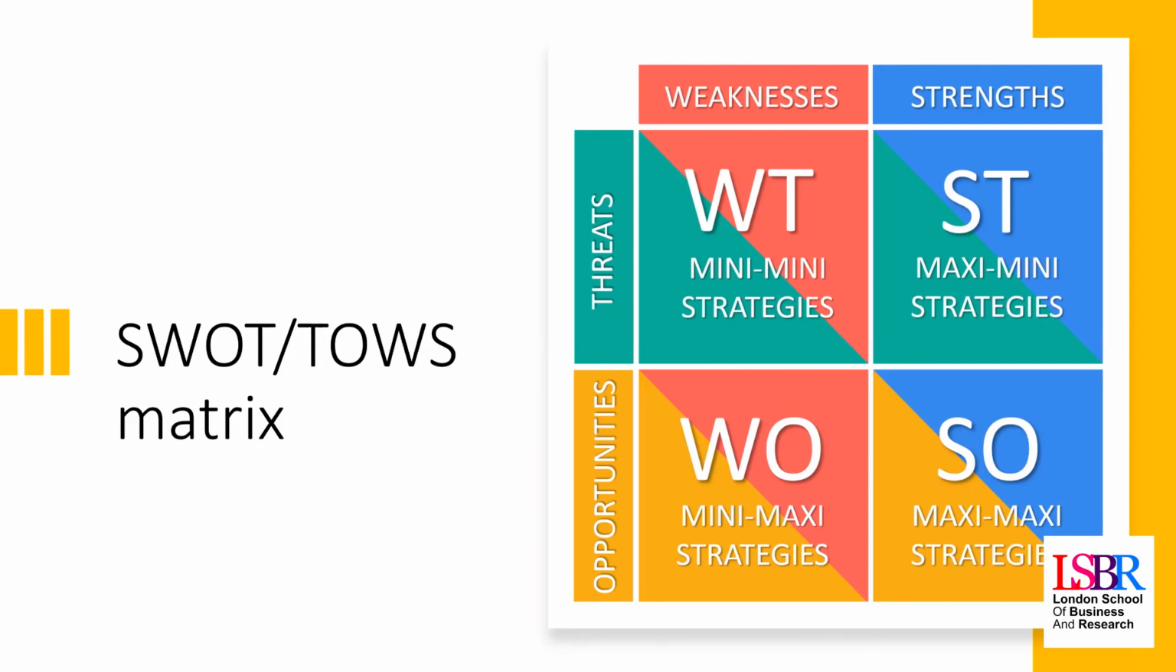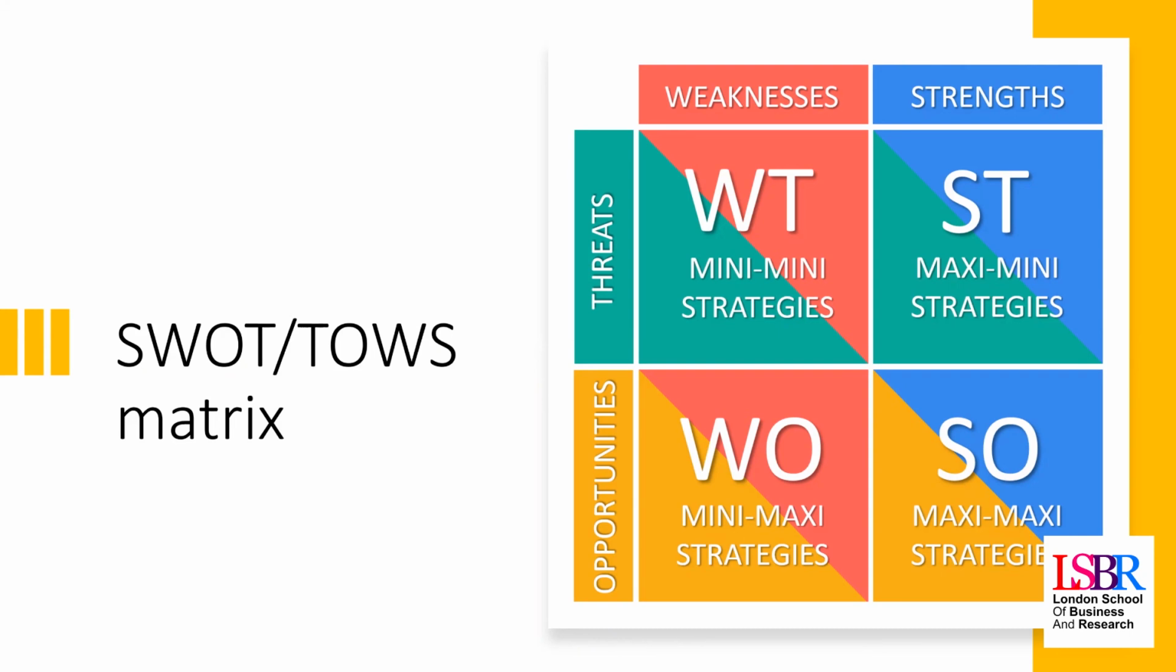Combining your threats and weaknesses, you come up with what are called mini-mini strategies. These are strategies that are designed to minimize threats and minimize weaknesses, okay? You might combine strengths and threats to come up with what's called maxi-mini strategies. So it's maximizing your strengths and minimizing your threats. These are known as maxi-mini strategies.